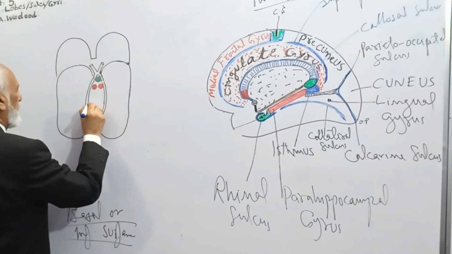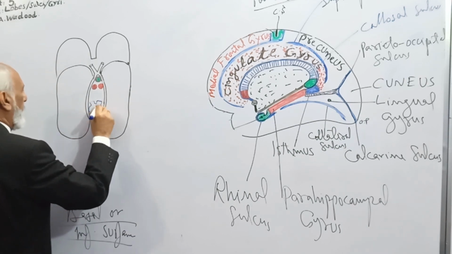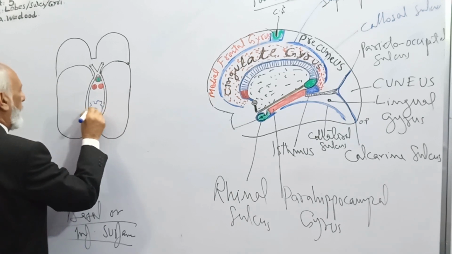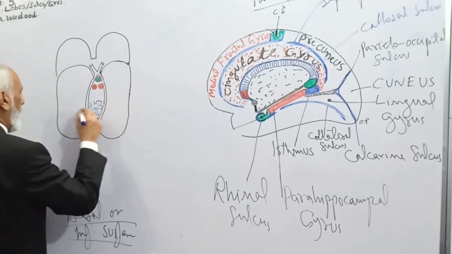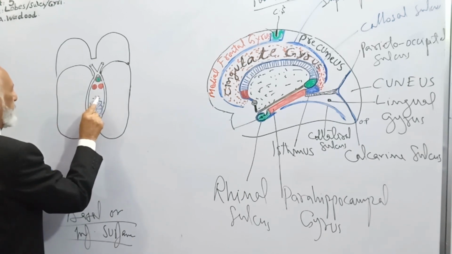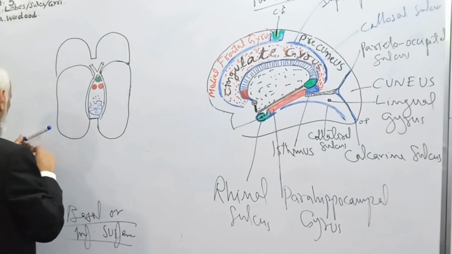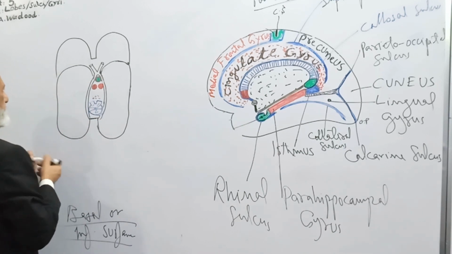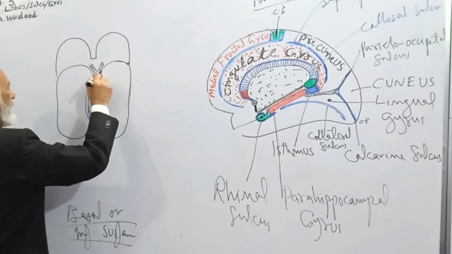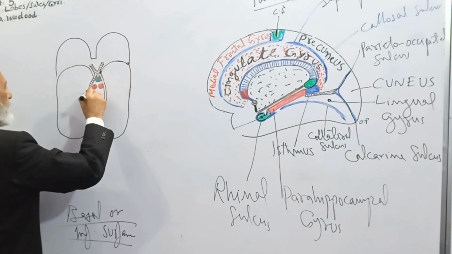Here is a section through the midbrain. Here is part of the posterior perforated substance. So these are midline structures seen on the inferior surface of the cerebrum.